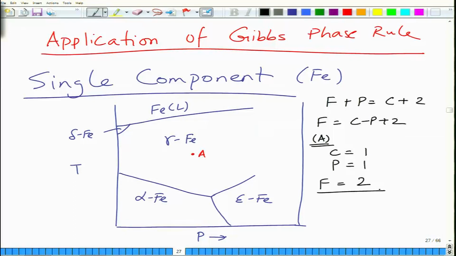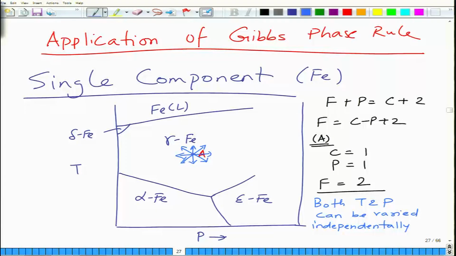So we have two independent variables. So what it means is that whether you change temperature, whether you change pressure, you can change both of them independently, and still you can retain single phase equilibrium. So both temperature and pressure can be varied independently while maintaining a single phase equilibrium.